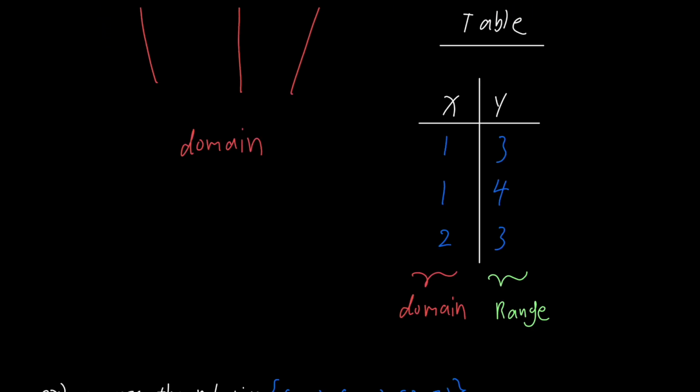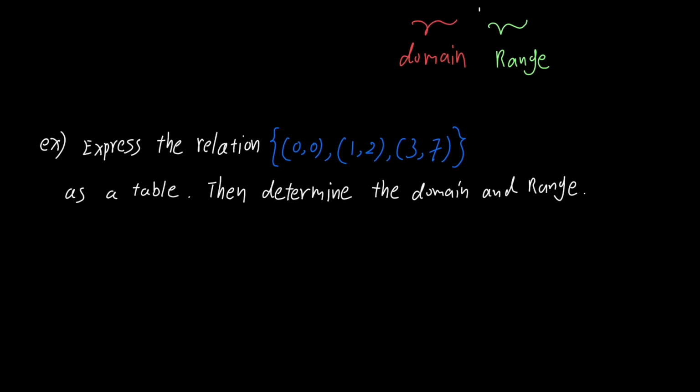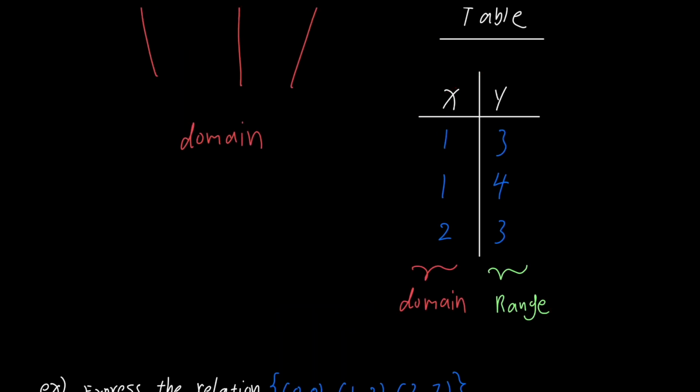So with that, we can look at an example right here. It says, express the relation as a table. So this is the relation. We can tell we have this grouping symbol and more than one ordered pair, so we call it a relation. And when we want to transform this relation into a table, and use the table to determine the domain and range, just like what we did for this table, right? So let's do that.